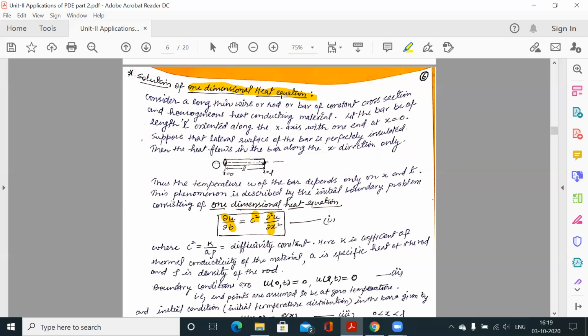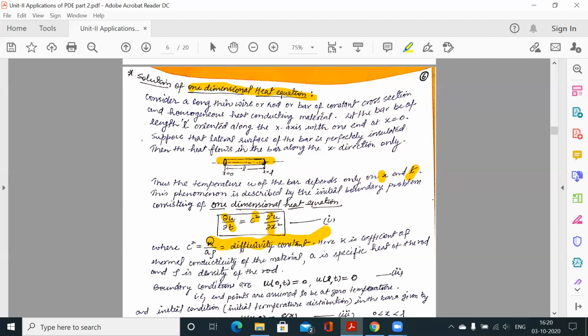You have a bar or wire or rod of length L, and the heat flows in the X direction. The temperature at any point of this bar, rod or wire depends on the length X and the time T.